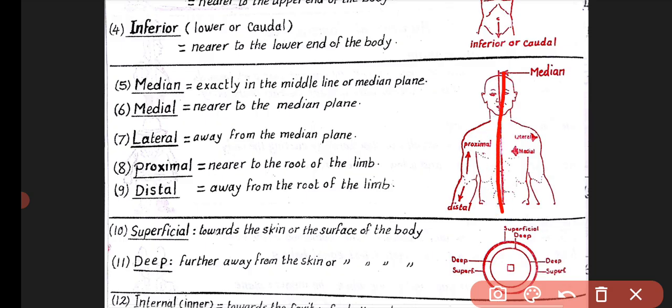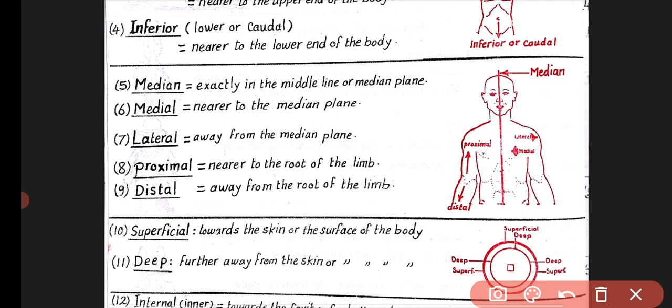You have to know this terminology for your whole lifetime. This terminology is used not only in anatomy, it is also used in exercise therapy for movement purposes. You have to study and memorize this for a lifetime.